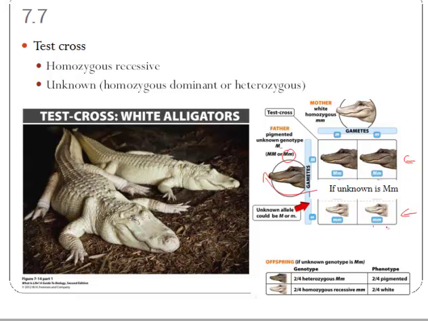And you could do this with flowers or anything else. The main thing is that one parent is homozygous recessive, and the other is unknown.